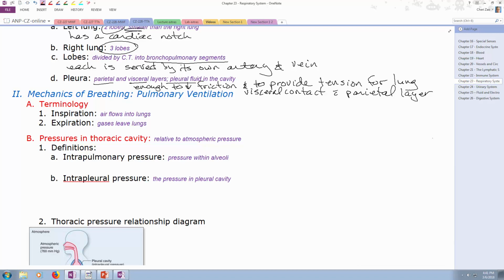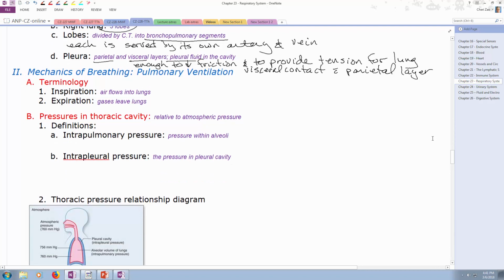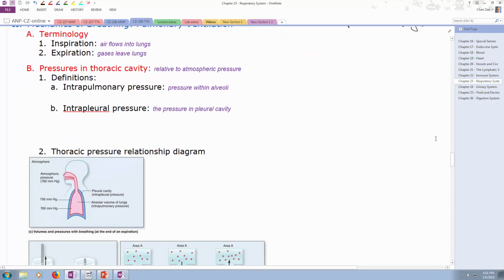So respiration is gas exchange, ventilation is the movement of air or breathing. Inspiration, air is flowing into the lungs, which is also when we inhale. And expiration is gases are leaving the lungs, which is also an exhale or exhalation type of process.